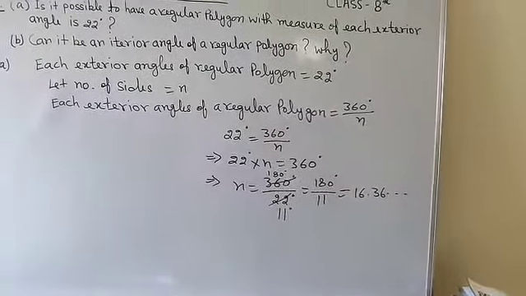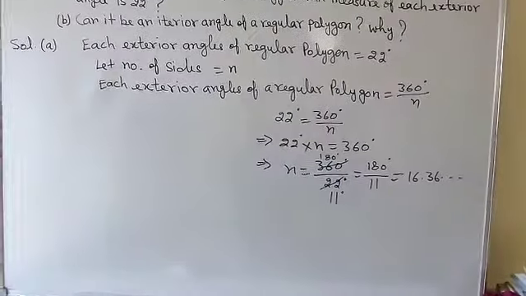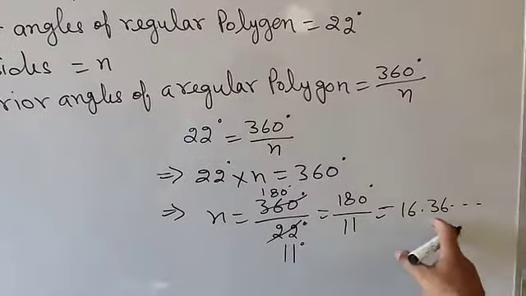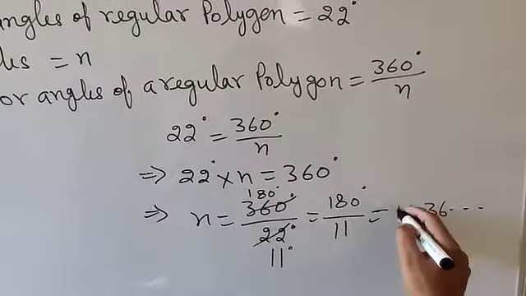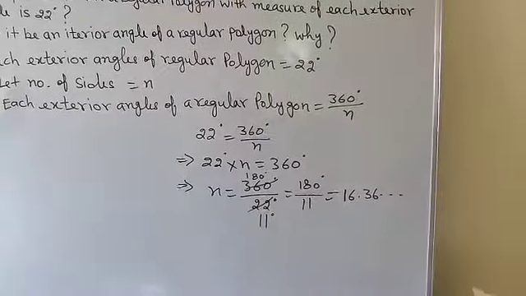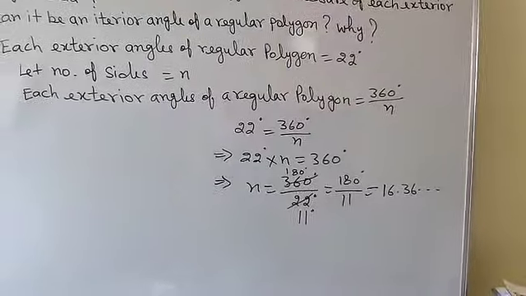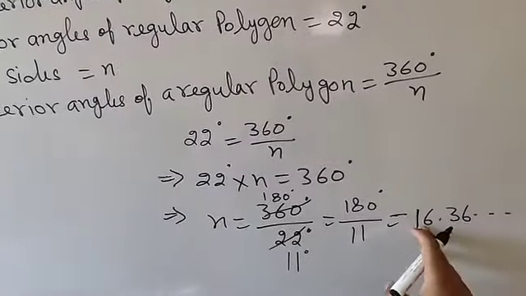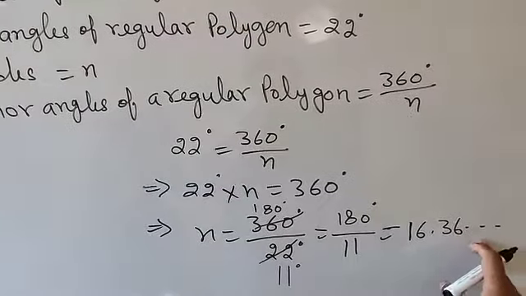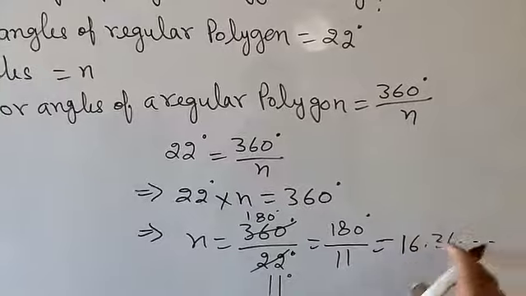So you are going to get number of sides equal to 16.36. Students, can you imagine any polygon having 16.36 sides? It is not possible. The reason is that the number of sides must be a complete number, a natural number, not a decimal number. There is no polygon which has sides in decimals.